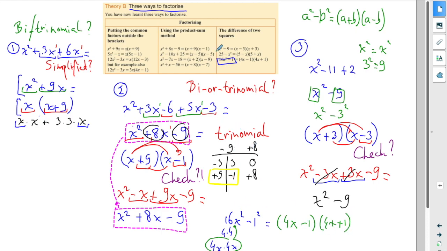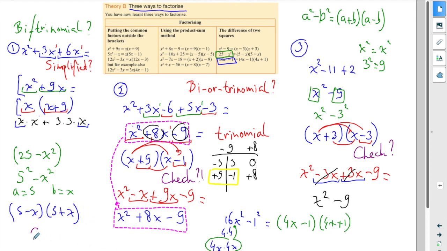The other one, because this is still a difficult one as well. The problem is, it's just the opposite. The only thing I have to take care of is that this is 5 squared minus x squared, a squared minus b squared. So a is 5, b equals x. And my final answer is 5 minus x times 5 plus x. And you're able yourself to check this.